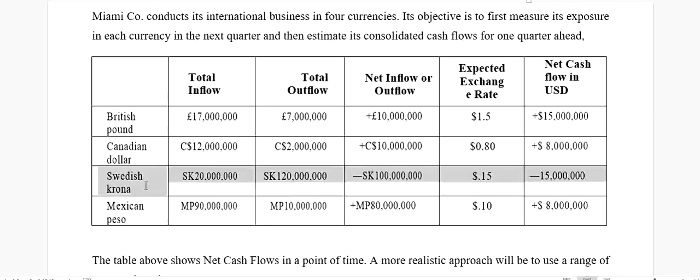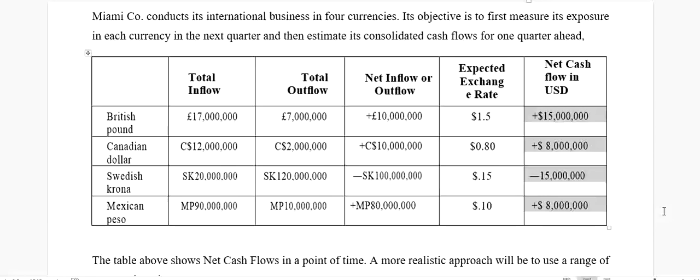Likewise, you will do it for the Swedish krona, and you will do it for the Mexican peso as well. So now you know the process of how this minus $15 million is calculated and how the $8 million positive value is calculated. So these are our individual exposures, ladies and gentlemen.